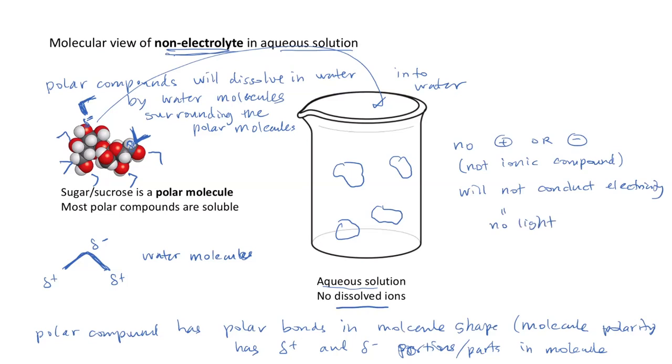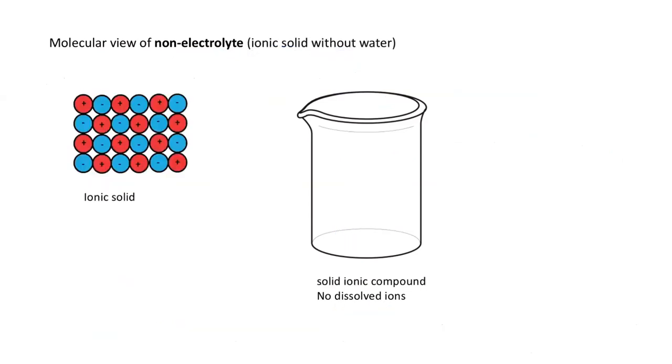Okay, so that's one example, is when you have a polar compound that's dissolved. And sugar water is that example I showed you earlier in that slide. Another possibility of a non-electrolyte is when you have an ionic solid that doesn't have any water. So take your ionic solid and just put it into the beaker with no water. Okay, so this means you're just going to dump this in there and it'll still be these ions attracted together that have not been separated by water.